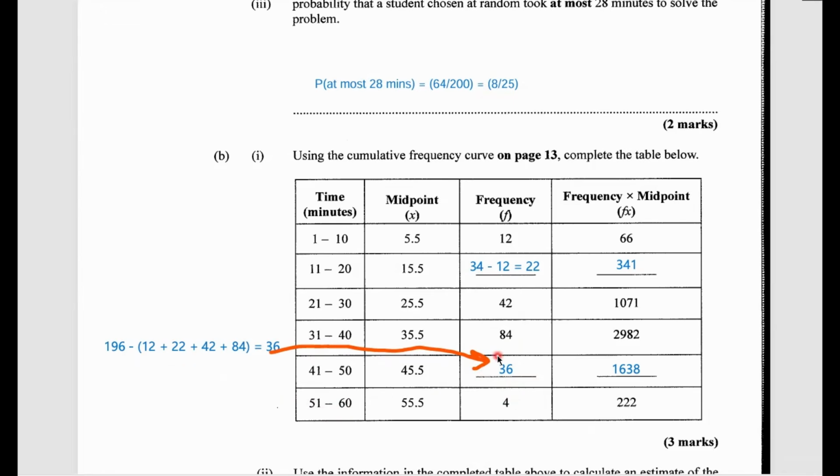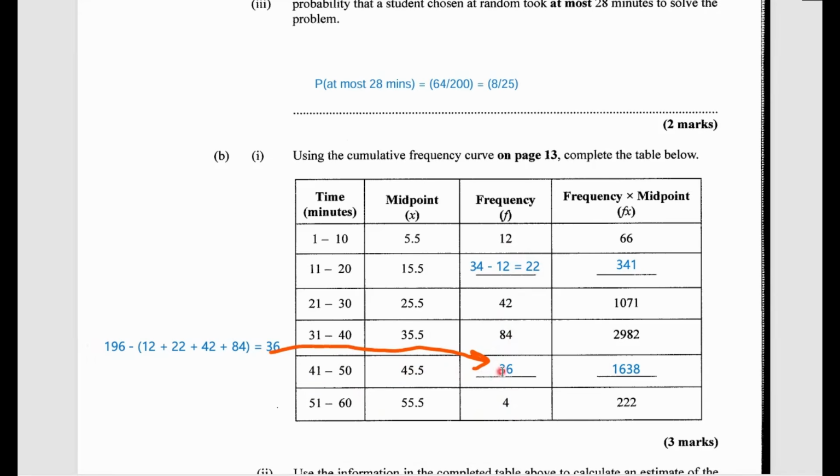And I get 36. I'm adding 12, 22, 42, 84. All right, so I could add all of this and subtract it from 196, because 4 less than 200 is 196 anyway. So I add all of this, 12 add 22 add 42 add 84, subtract it from 196 and I get 36. Okay, again, I will say how I get 196. 200 minus 4 is 196. And you subtract the rest and you get 36 here.